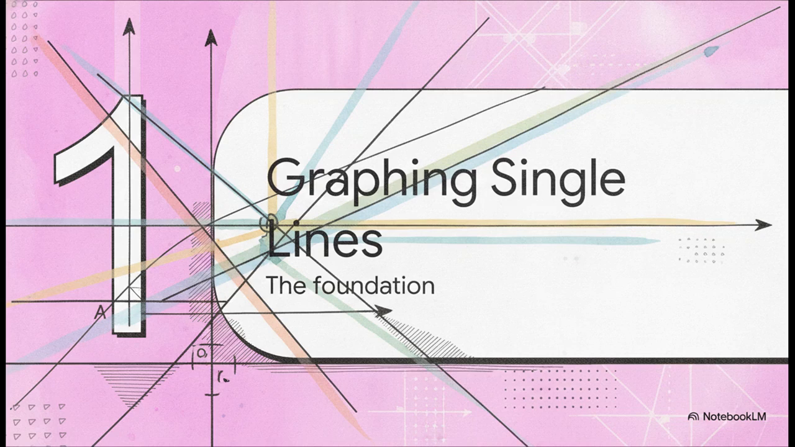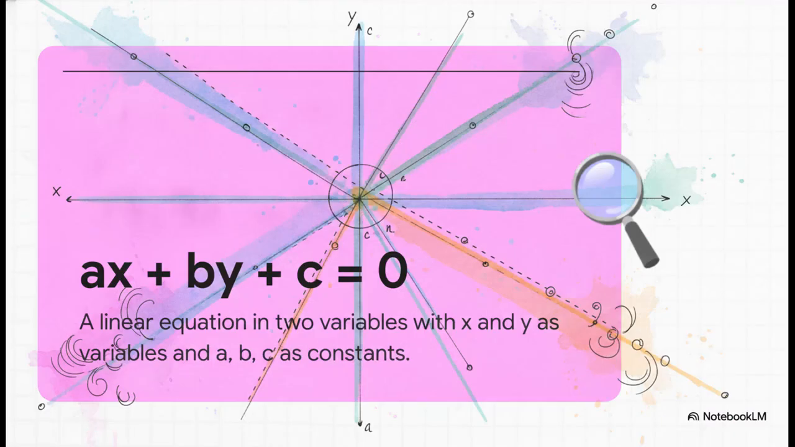Let's kick things off with Section 1, graphing single linear equations, because every complex graph really just starts with one simple line. Now, before we draw anything, we've got to know what we're actually drawing. Our fundamental building block here is the standard linear equation. You've probably seen it, ax plus by plus c equals 0. Here, x and y are our variables, and a, b, and c just represent the defining constants that lock in our line's position.